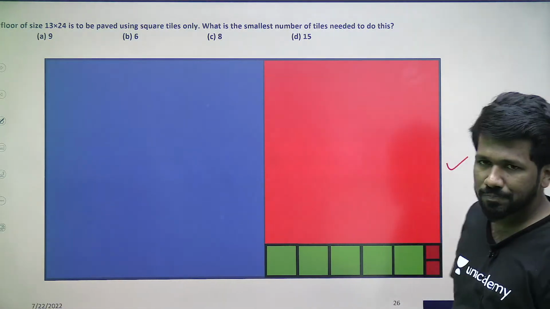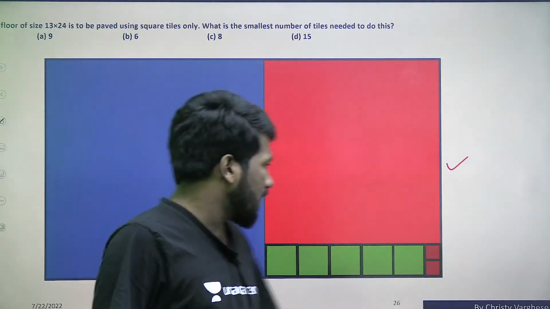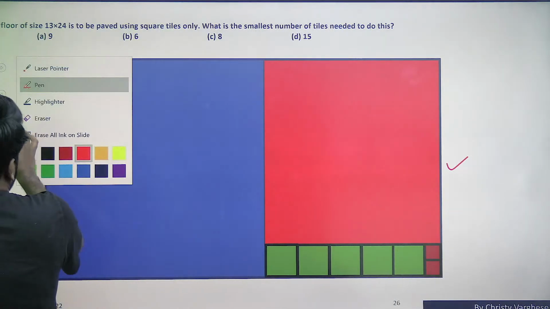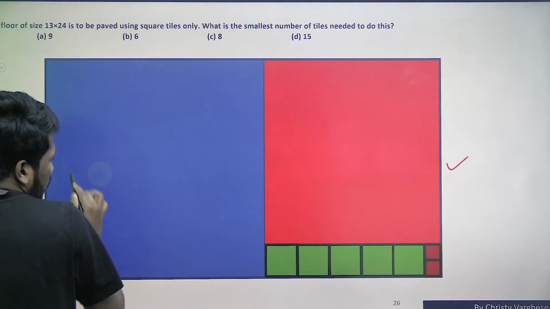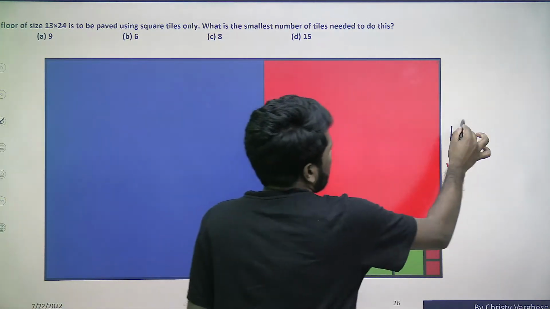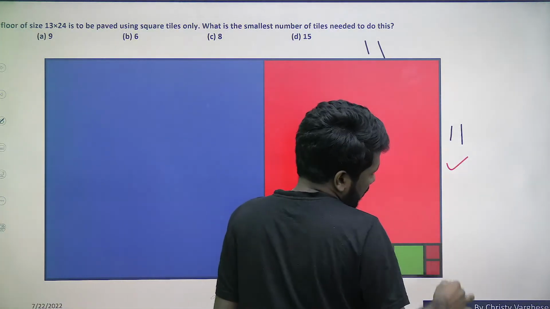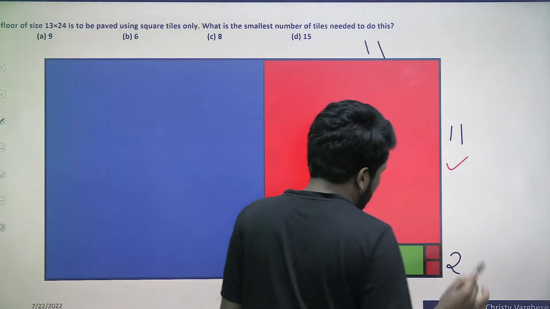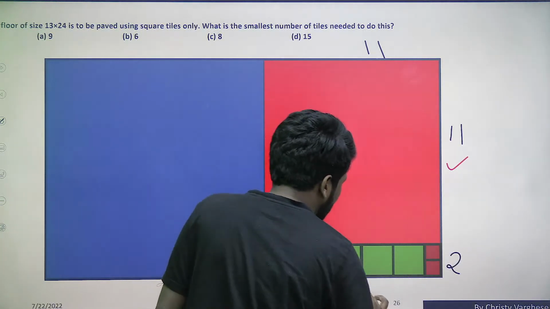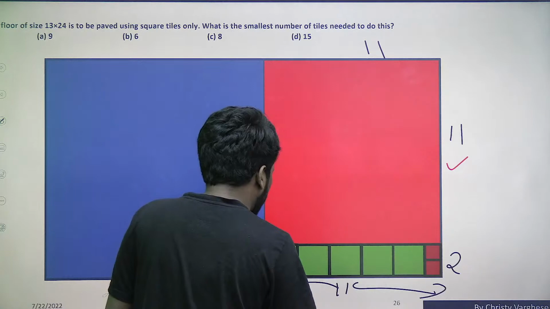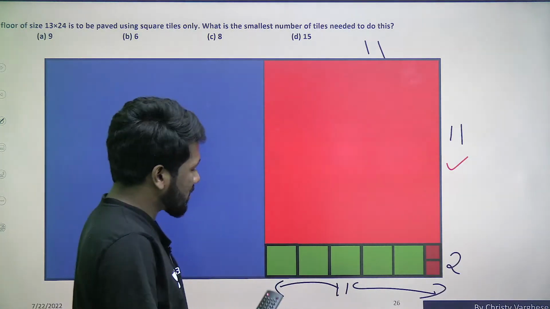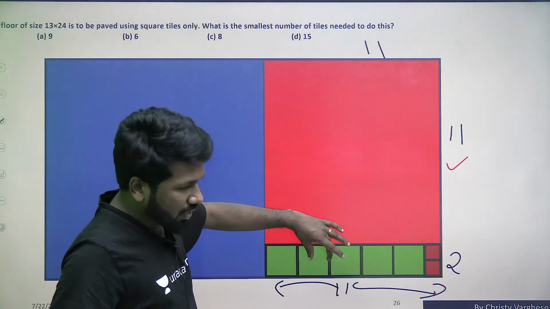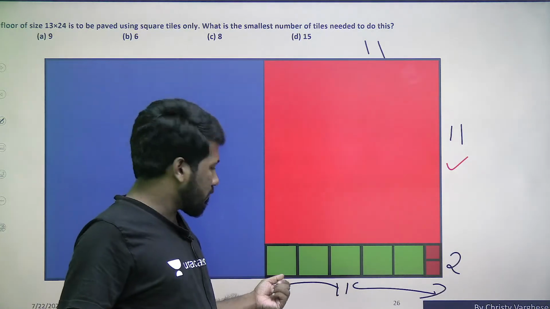Is that clear? Some area is still remaining, and now we have to continue the same process. How? After fixing the 11 by 11, since the total was 13, 2 is remaining, and here 11 is remaining. And that can be filled by smaller tiles. Of what tiles? 2 by 2 tiles. I am just forwarding it further.